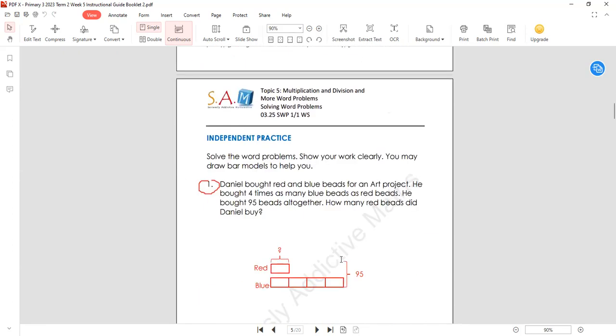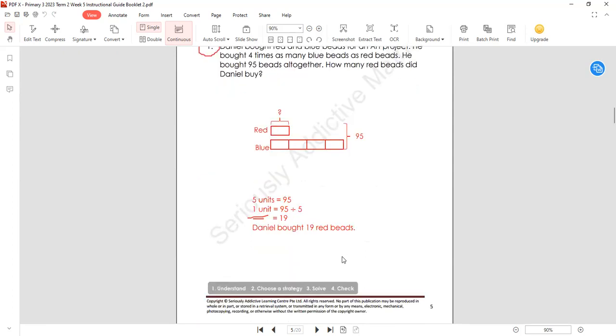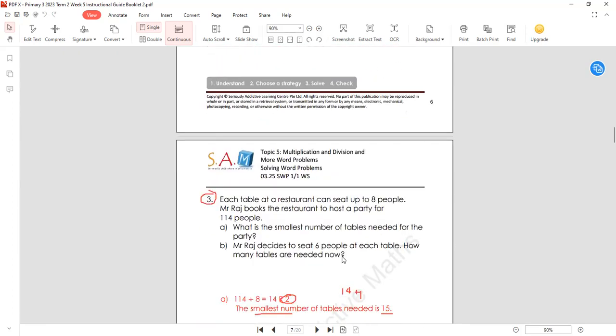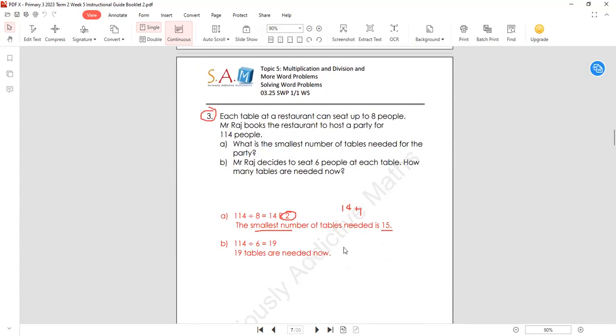right? Let's see. I think we can skip some of this question since they've already done it. We'll go through this question with them. Number 3. Each restaurant seats up to 8 people. 104, so it books a restaurant for 114. 114 divided by 8. What's the number of tables? Answer is 14, but 14 would not be enough, right? Because 14 means 2 people will not have any seats, will not have any table to join. So it's actually 14 plus 1.